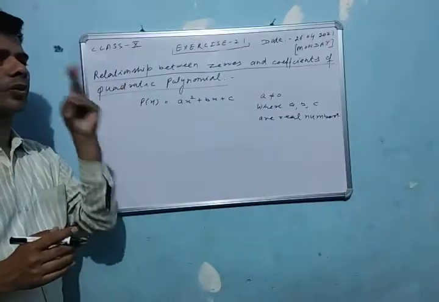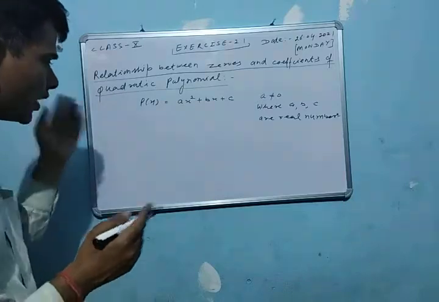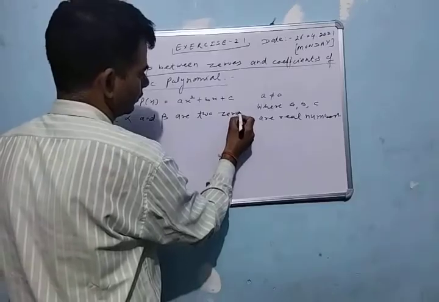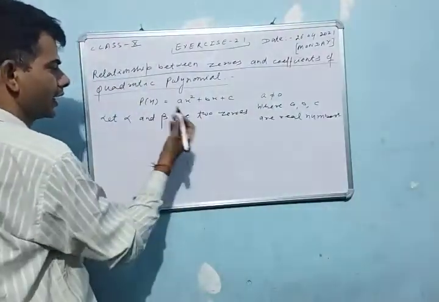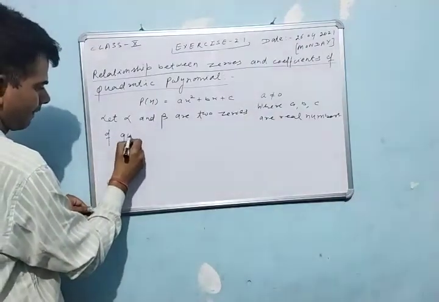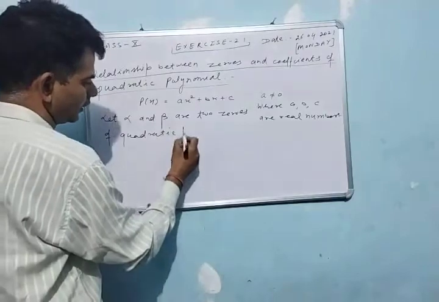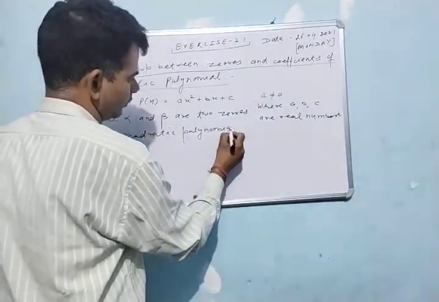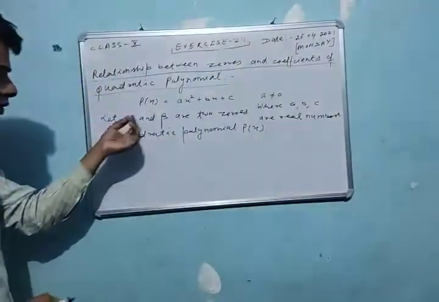Students, it is a quadratic polynomial, so the number of zeros of a quadratic polynomial will be 2. We will consider two zeros. Let alpha and beta be the 2 zeros of the quadratic polynomial p of x. Students, what are zeros?